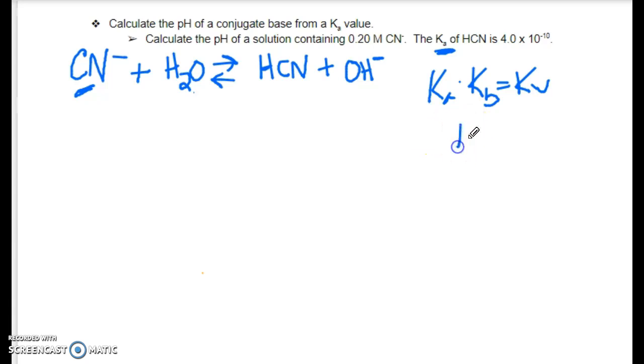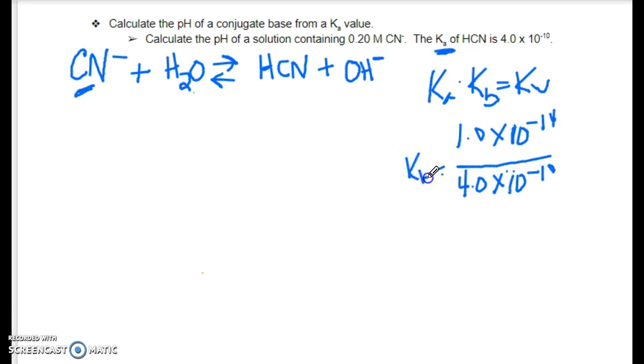So Kw is 1.0 times 10 to the minus 14th. And if we divide that by our Ka value of 4.0 times 10 to the negative 10th, that will give us our Kb, which is 2.5 times 10 to the negative 4th.